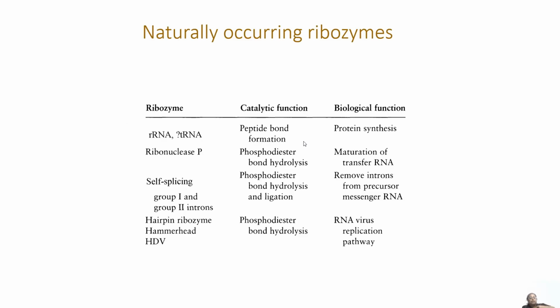So what are the naturally occurring ribozymes? The rRNA, ribonuclease P, self-splicing group 1 and group 2 introns, hairpin ribozyme, HDV, hammerhead. Their catalytic functions are also written here correspondingly. For example, ribonuclease P is phosphoester bond hydrolysis, and the biological function is also noted here.